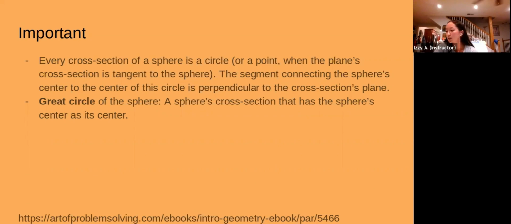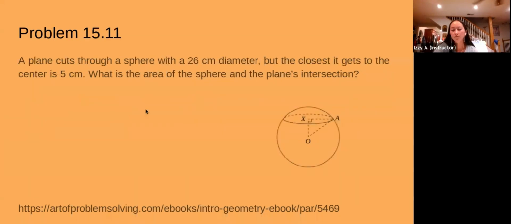Okay, next we have problem 15.11. A plane cuts through a sphere with a 26 centimeter diameter, but the closest it gets to the center is 5 centimeters. What is the area of the sphere and the plane's intersection?